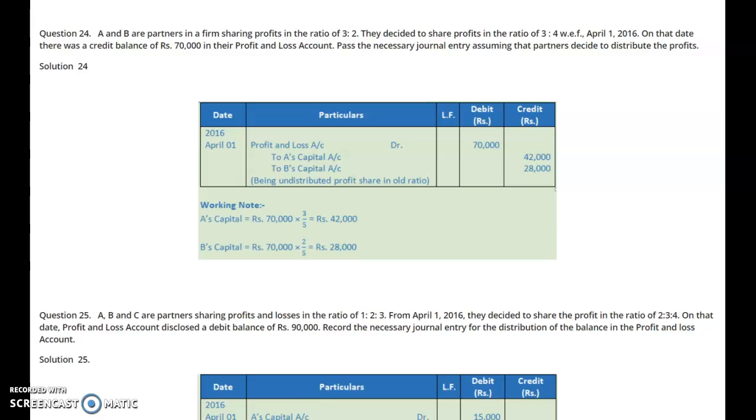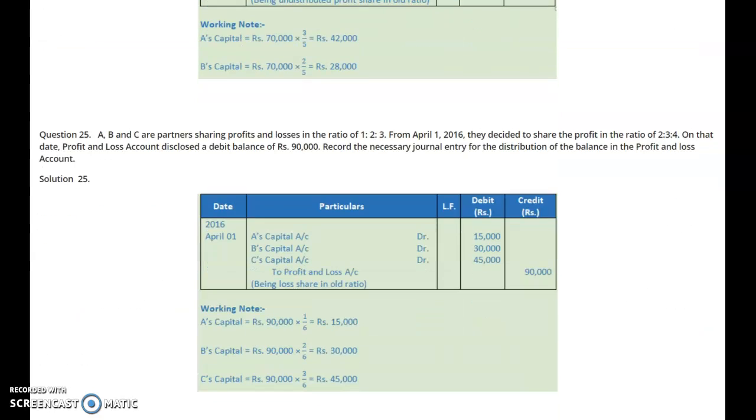Let's discuss the next question, which is also very simple and easy. A, B and C are partners sharing in the ratio of 1:2:3. On April 1st, 2016, they decided to share the profits in the ratio of 2:4. On that date, profit and loss account disclosed a debit balance of rupees 90,000. Record the necessary journal entry for the distribution of the balance in the profit and loss account.